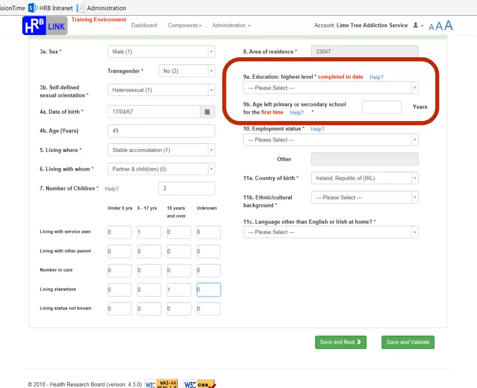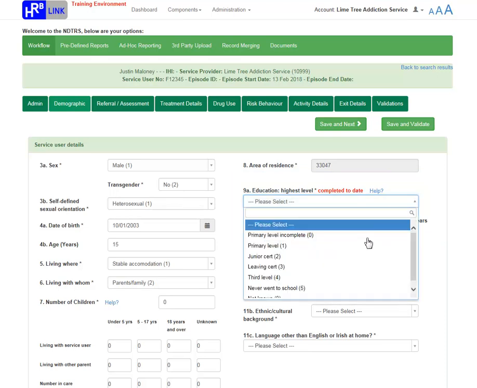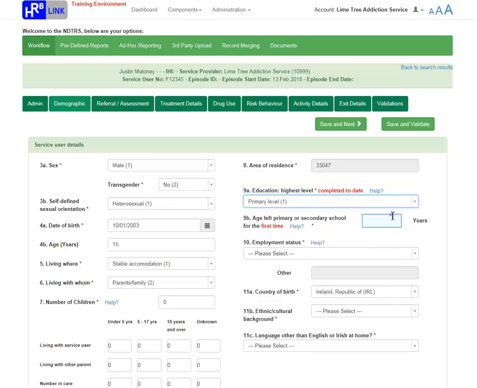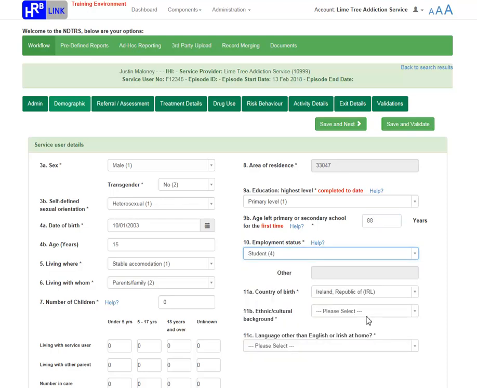Question 9a, Education Highest Level. This question has been revised to record the highest level of education completed to date. In the case of a 15-year-old service user still at school who has not yet completed their junior cert, please select Primary Level for Question 9a, enter 88 for Question 9b, and select Student for Question 10 in relation to their employment status.